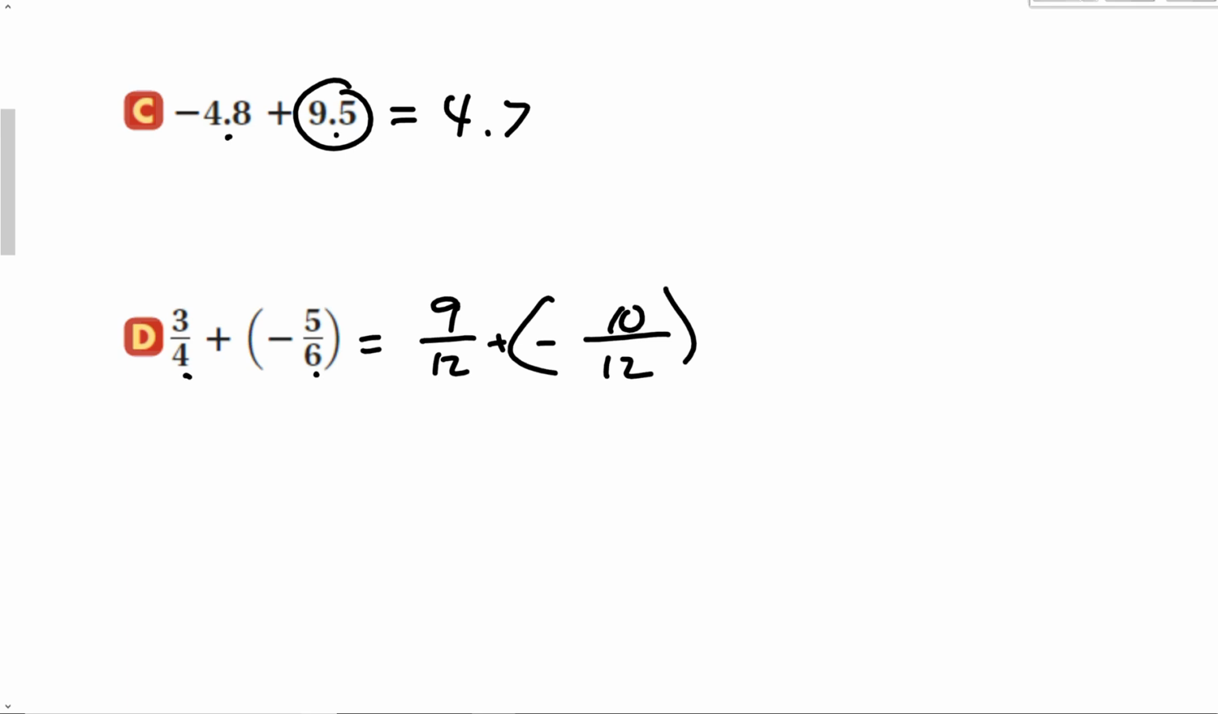Okay, now I can clearly see that 10 over 12 is bigger than 9 over 12, even though I wasn't quite sure about these two, which one was bigger. I kind of thought it was 5 over 6, but now I'm sure. So 9 over 12 is smaller than 10 over 12. So that means I'm going to subtract these two opposite signs, and my answer is going to be negative, to give me a negative 1/12.